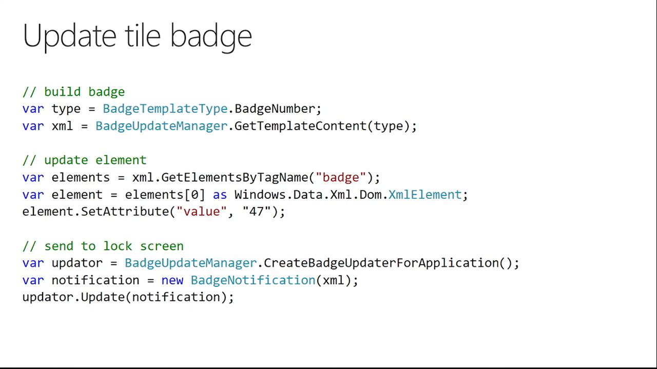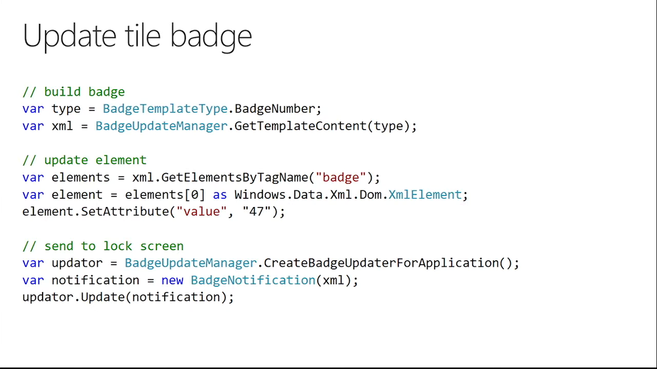This is a code sample, shows you how to update the tile badge. So you just use the badge update manager for doing this. You get the template content, which gives you back an XML fragment of what the tile looks like, basically. And you then simply drill down into that XML, into the DOM of that, and get elements out of it and update them. So here you get elements by tag name badge, you pull that out, you can get directly at the XML element, and then you can set attributes on it. So you can set the value attribute of that badge element to whatever, 47 in this example. And then you call badge update manager create badge updater for application, and that updates that count.